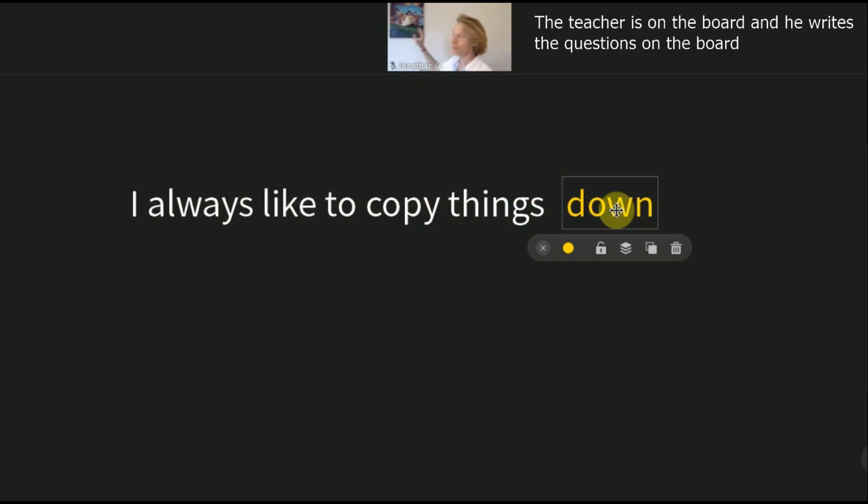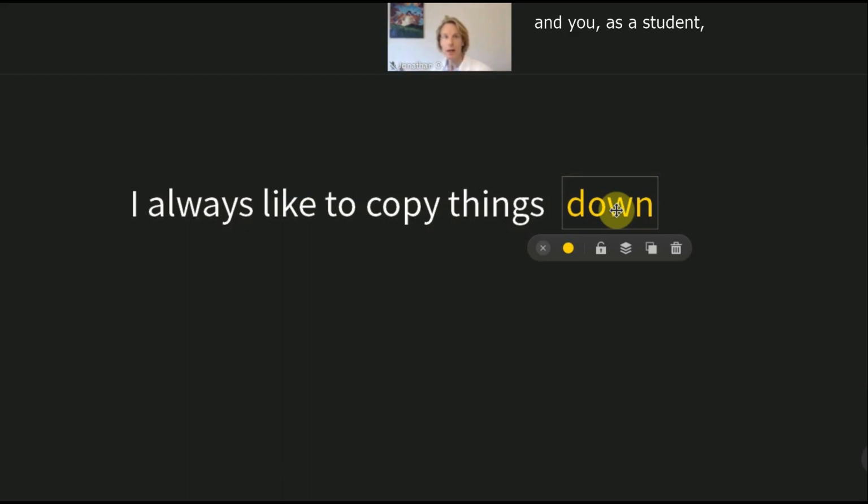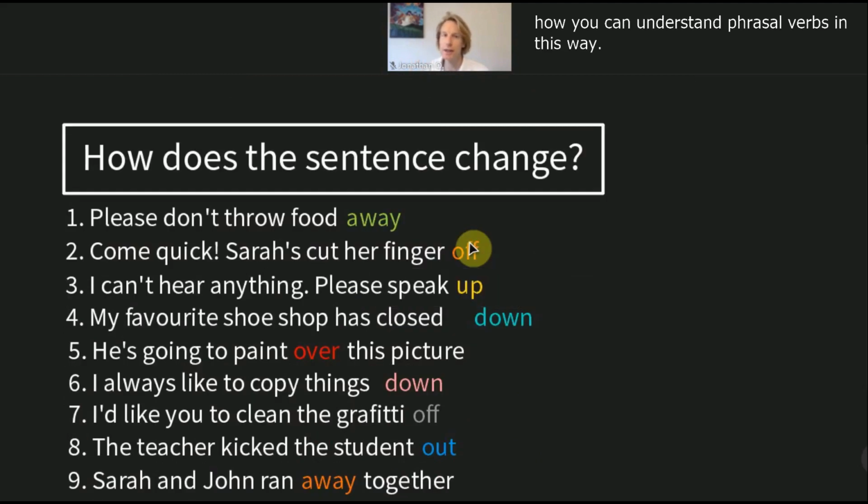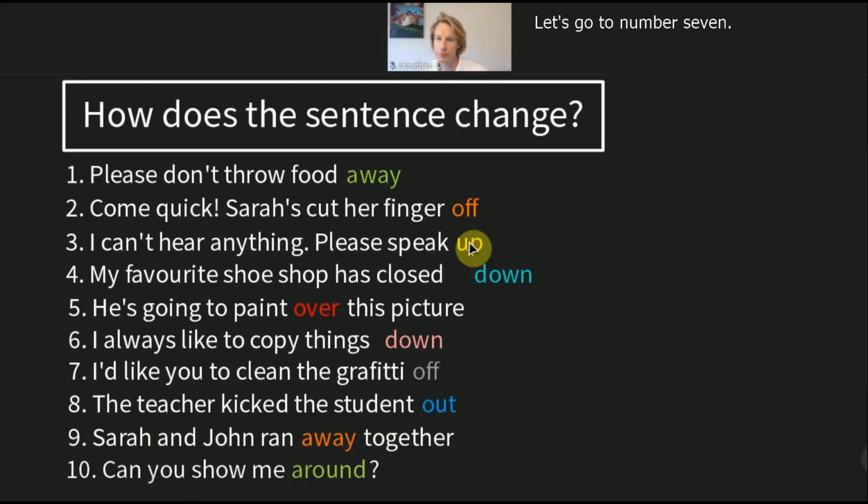The teacher is on the board and he writes the questions on the board. And you, as a student, write these questions down onto paper. Again, this is not a very important difference, but again it gives you the idea of what the preposition wants to say and how you can understand phrasal verbs in this way. Good. Let's go to number 7. I'd like you to clean the graffiti off.